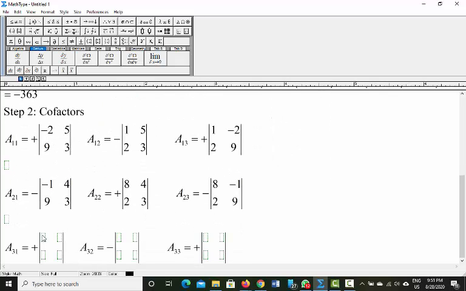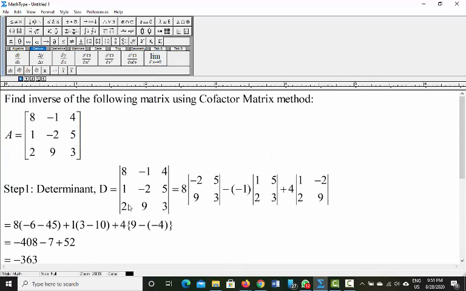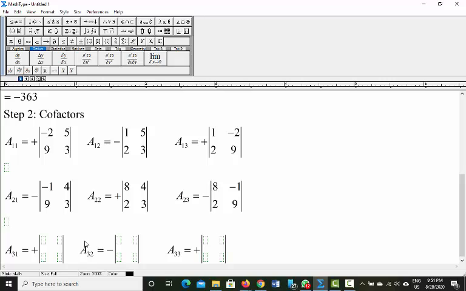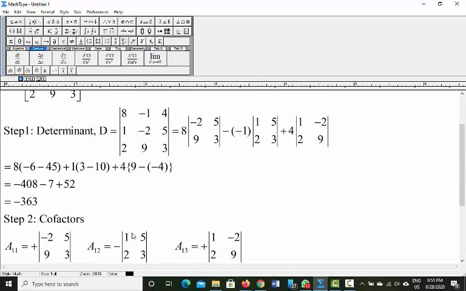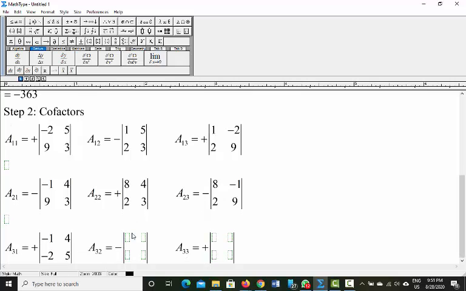We ignore this row and this column, and we have minus 1, 4, minus 2, 5.